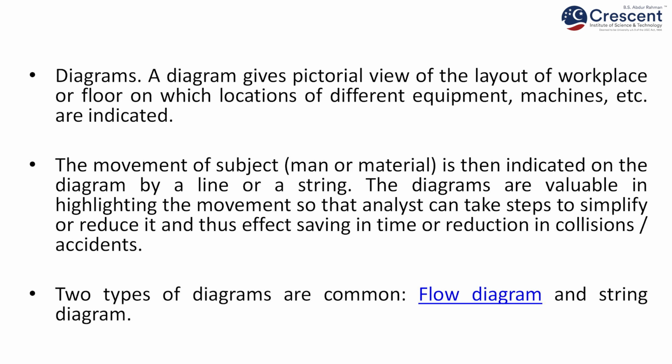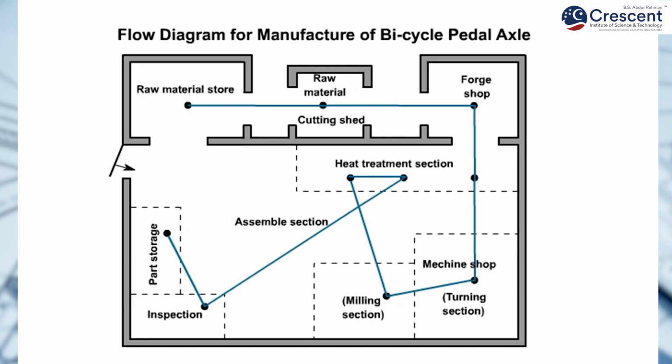So, let us see with example. This one is a flow diagram for a bicycle pedal axle. Raw material is in store, it is moved towards the cutting shed, and then we push it to the forge shop, then it is transferred to the machine shop. After machine shop turning, we will send it to milling and then heat treatment. So, two heat treatment processes are there, A and B.